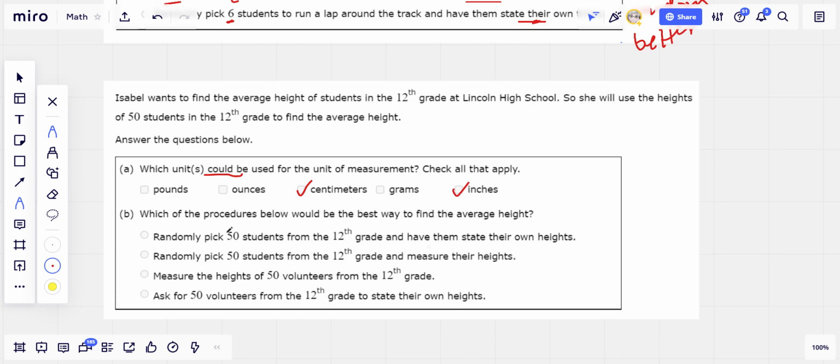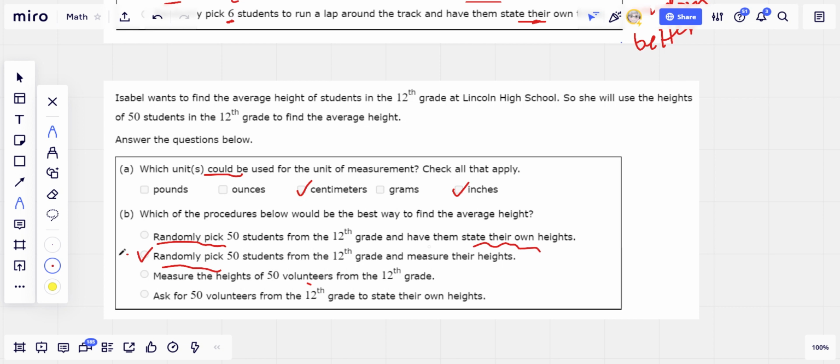All right. B says which of the procedures below would be the best way. So randomly pick 50. I like randomly pick from the 12th grade and have them state their own. I don't like state their own. Okay. This one says randomly pick 50. Good. That's good. And measure their heights. That one I like a lot. I'm going to keep that in mind. Then the next one says measure the heights of 50 volunteers. Volunteers not as good as randomly picking. And the last one, ask for 50 volunteers and to have them state their own heights. That's got 2 strikes, volunteers and stating their own instead of being measured. So I think the second one is definitely the best.